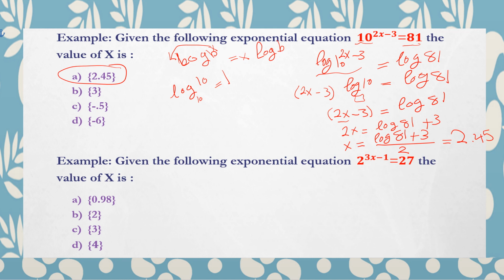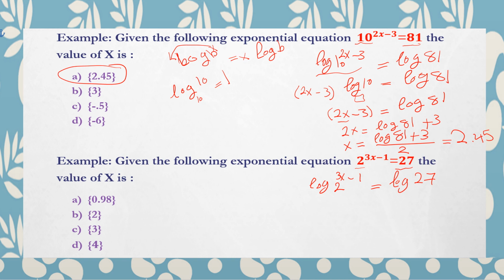Another example, given the following exponential equation, 2 power 3x minus 1 equals 27. Again, we cannot make the base 27 equal to 2, so we will use the logarithm. By taking the logarithm for both sides, we get log 2 power 3x minus 1 equals log 27.